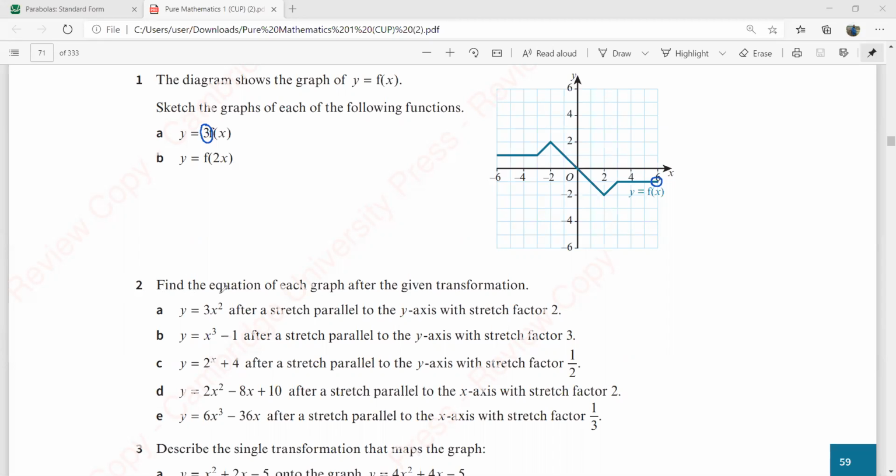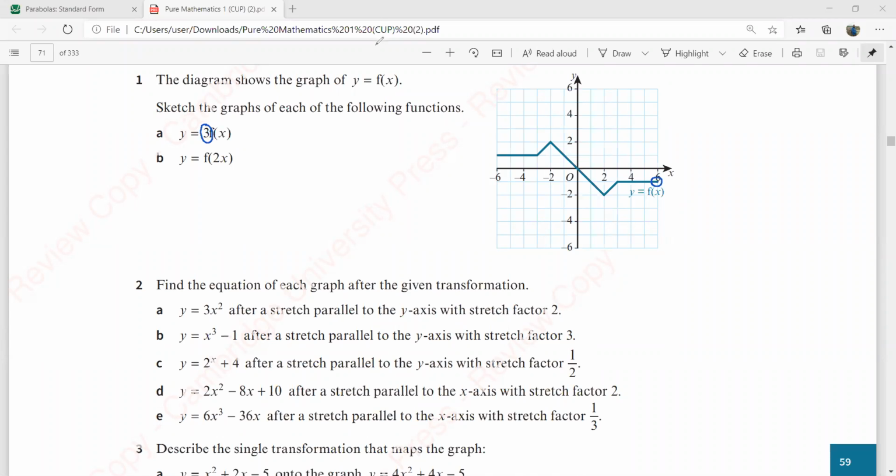Okay. It says find the equation of each graph after the given transformation. So, two parts, A, 2A's answer? Stretch parallel to y. Parallel to y-axis would mean horizontal stretch. No, it's vertical stretch, beta, parallel to y-axis.